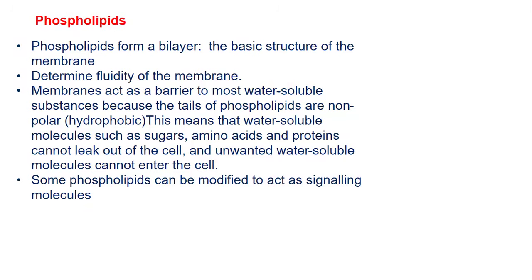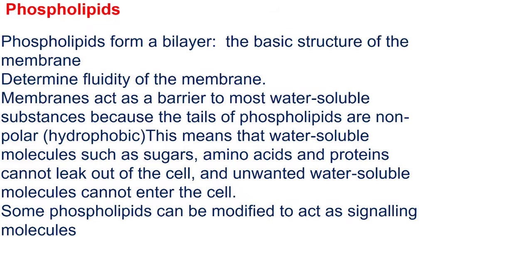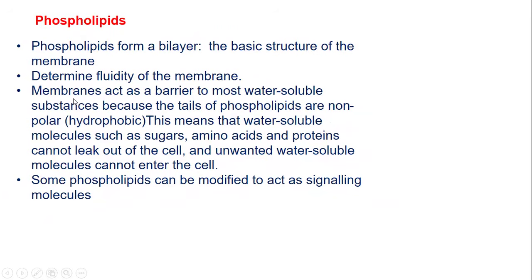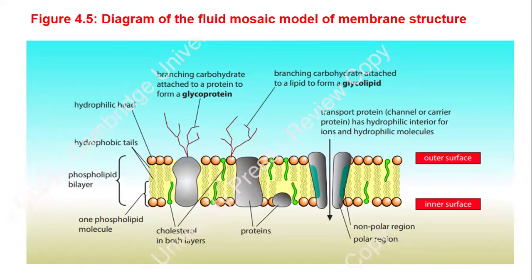We saw that if the membrane has more saturated fatty acids or phospholipids, then that membrane is going to be much less fluid. And if the membrane is made up of more unsaturated, then it's going to be more fluid. Yes. Now we have seen that the phospholipid has two regions. One region is polar, the other region is non-polar. Let's go back to the diagram that shows us the membrane.